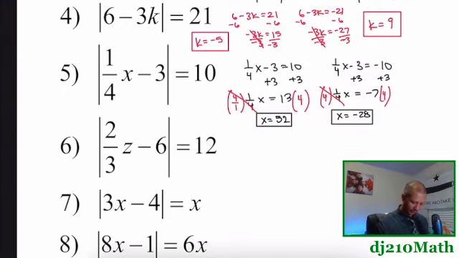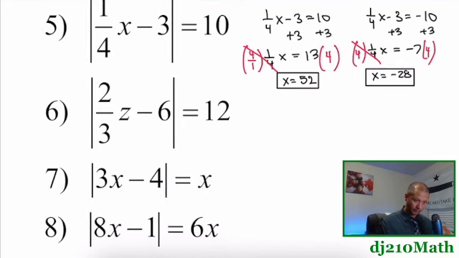Six, we're halfway there. Let's go. All right. Isolated, it's positive, so we can split it into two. Now notice I strike my Z's because Z's and 2's look alike, particularly mine. And 2/3 Z minus 6 is equal to negative 12.